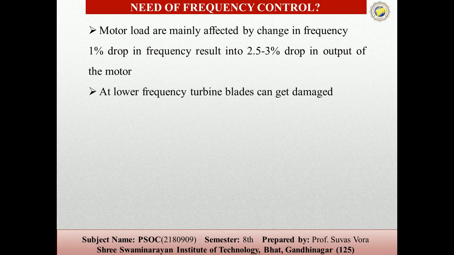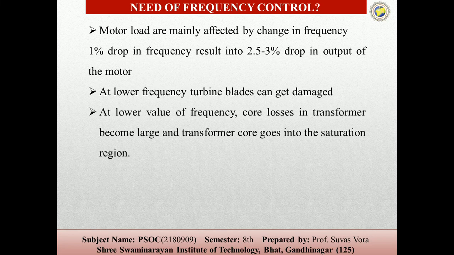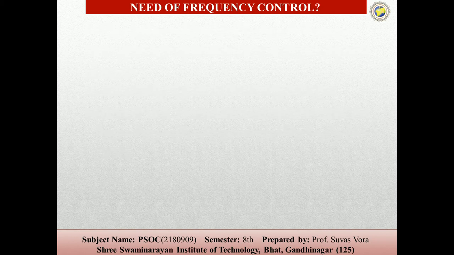So at the low frequency turbine blades can get the damage. At the lower values of the frequencies, the core losses in the transformer becomes large and the transformer core goes into the saturating regions. So they affect our power systems and generate the harmonics and other losses in the power systems. So the need of the frequency is two generating stations can be shared the load.